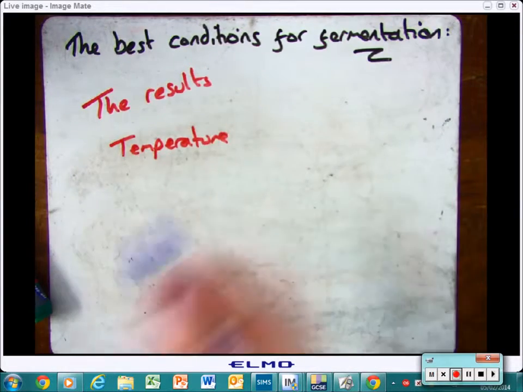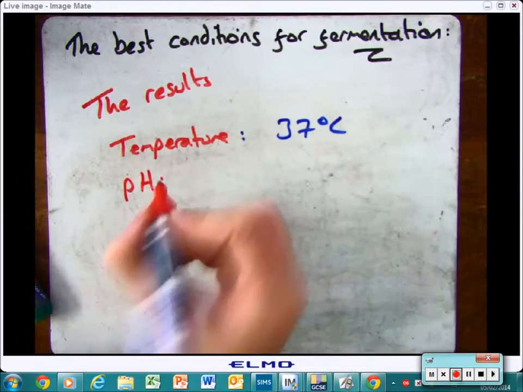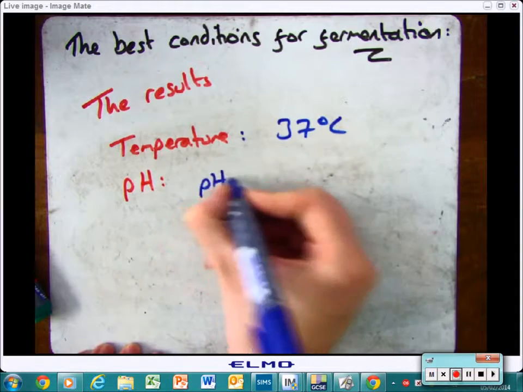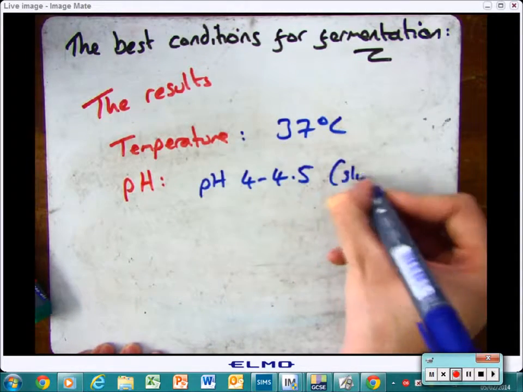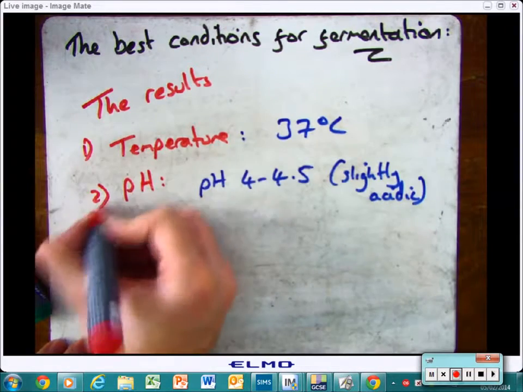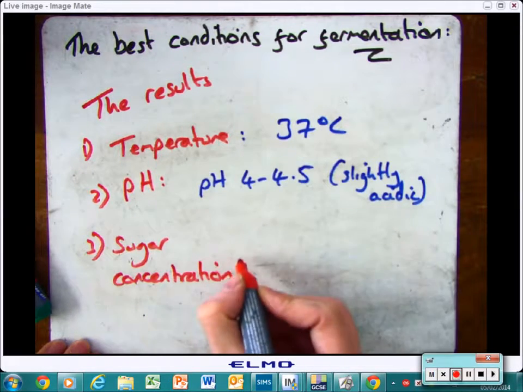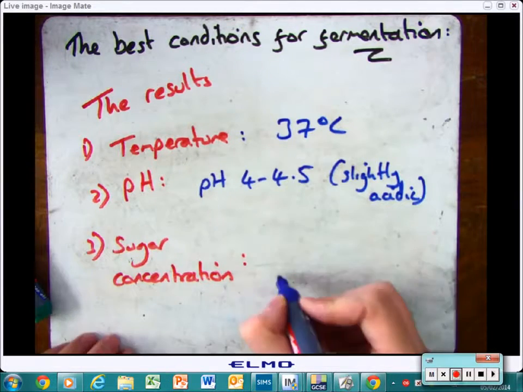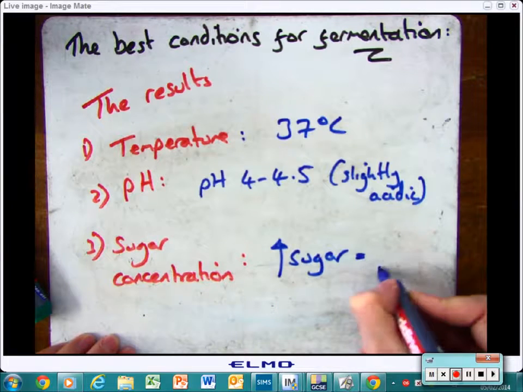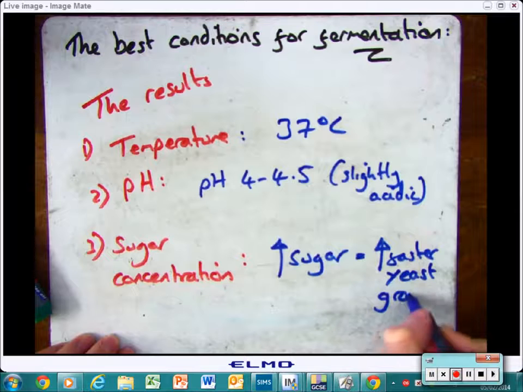So the optimum temperature you'll find is around 37 degrees. Any higher than that, then it will start to kill off the yeast, and any lower than that will be too slow. Varying the pH, you'll find out that it's about 4.5, so slightly acidic is the best conditions. And then in sugar concentration terms, the more sugar, the faster the yeast will reproduce. So therefore, temperature 37, pH 4 to 4.5, and concentration as high as possible.